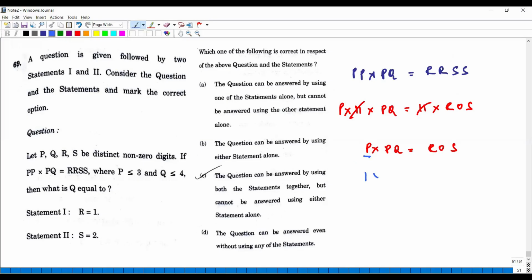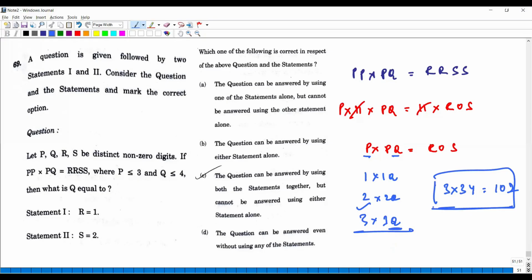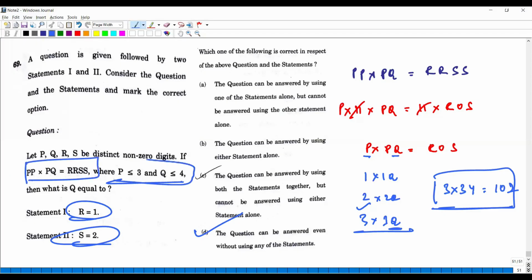If P is 1, 1 into 1Q will not exceed 100. 2 into 2Q will not exceed 100. 3 into 3Q will exceed only when Q is 4. With 4 into 4Q, Q would have to be less than or equal to 3. So P must definitely be 3 and Q definitely 4. Then it becomes 102. So without any statements, you can say that 3 into 34 is equal to 102. You don't need the R value or the S value. These two conditions are enough for us to say that P is 3, Q is 4.